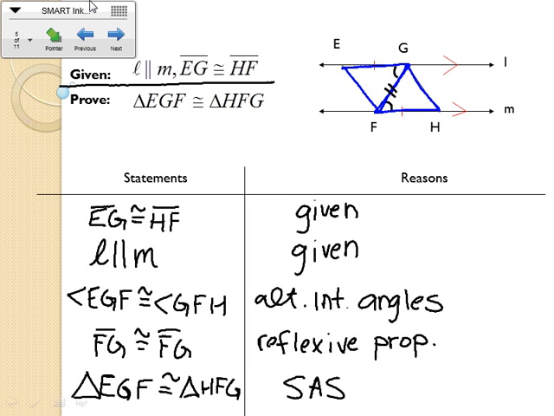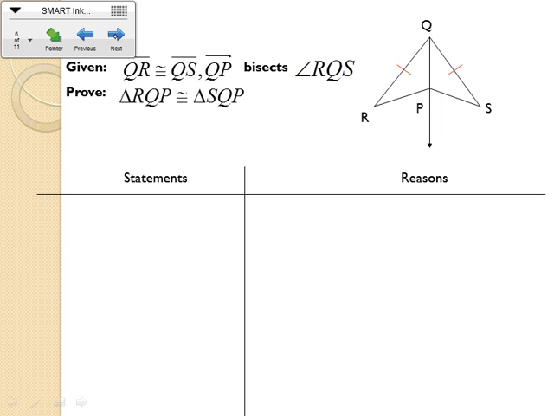All right, so let's try one more. We've got some given information and something we want to prove. I want to prove that triangle RQP is congruent to triangle SQP. So we have some things that we know, and based on what we know and what we can see in that picture, let's see if we can prove that those triangles are congruent. So this is definitely one you're going to want to try by yourself. Put the video on pause and try this one, and then you can check yours against mine.